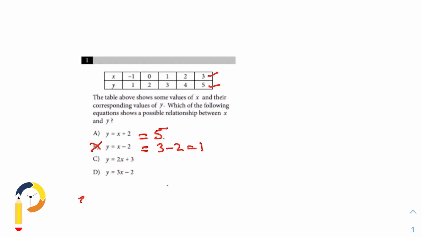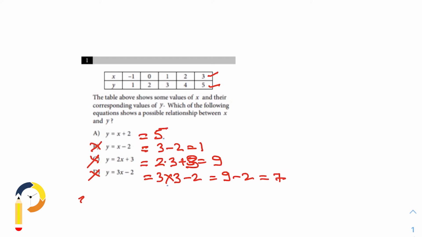Eliminate. Then the third, C, is 2 times 3 plus 3, which is 9. Eliminate. D is y is equal to 3x minus 2. If you multiply 3 times 3 minus 2, that is 9 minus 2, which is equal to 7. Again you can eliminate that. So what do we get? We get y is equal to x plus 2 as our answer.